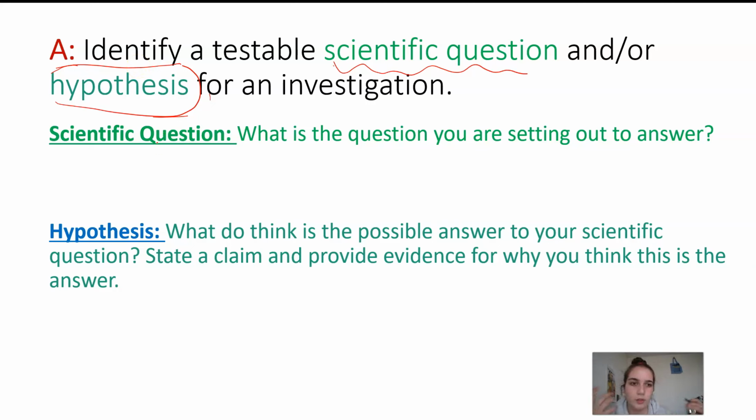So a scientific question is, what question are you trying to answer with your experiment? And for me, I'm asking about bananas.